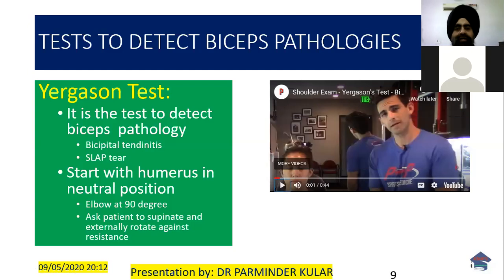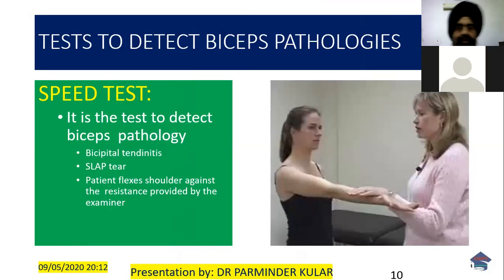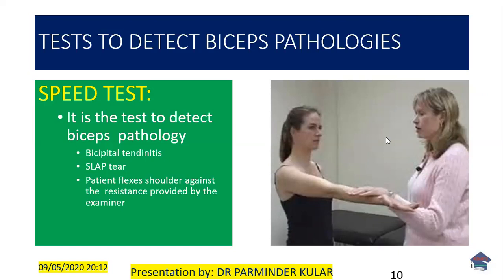So next, coming to the next slide, it is the Speed test. The patient's arm is in full supination and she is trying to do flexion at the shoulder against resistance. If there is tendinitis of the biceps or some tear in the glenoid labrum, which is the SLAP tear, when the patient tries to flex the shoulder against the resistance provided by the examiner, there is pain in the region of the shoulder joint.